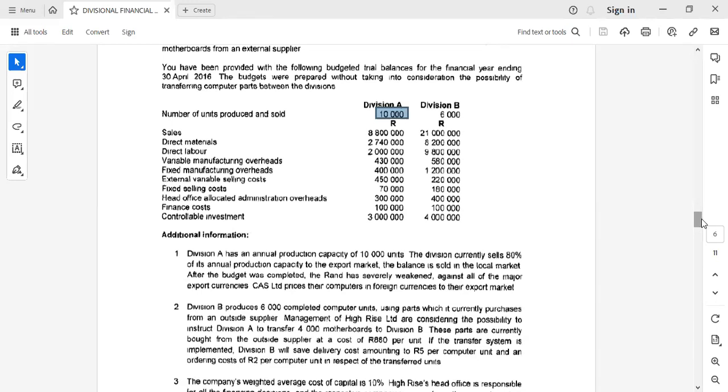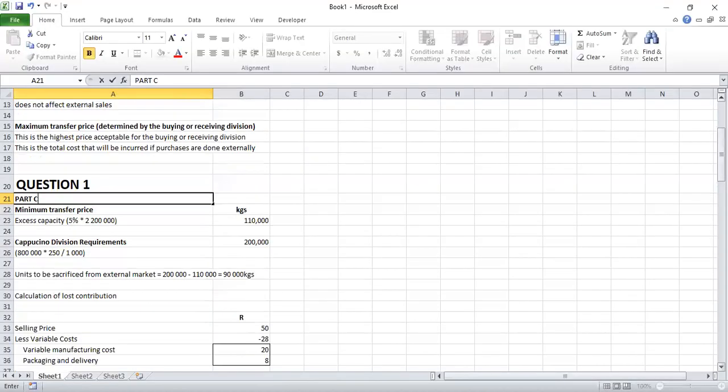Remember, we said for our minimum, we have to check if there's any lost contribution, sacrifice, and stuff like that. Here, there's no need to check. Why? Because it's obvious that there's a sacrifice of those 4,000, because currently they are producing and selling the maximum capacity. That other time we had to check because they had 110,000 excess capacity. So in this question, there's no need to look at this part.